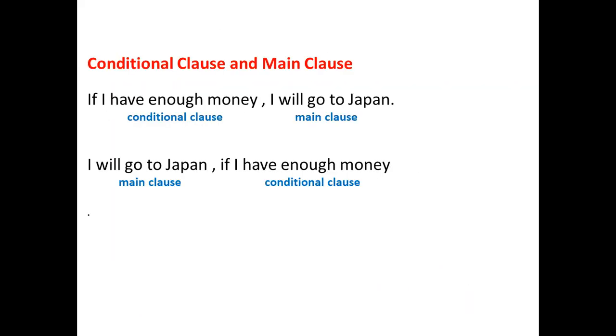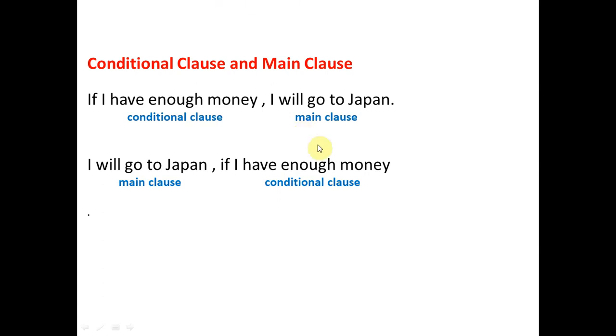So let's start by knowing the meaning of the conditional clause and the main clause, or what is the difference between a conditional clause and a main clause. To know the difference, let's read these examples. If I have enough money, I will go to Japan. I will go to Japan if I have enough money. The clause which has "if" in it is called the conditional clause. Okay?